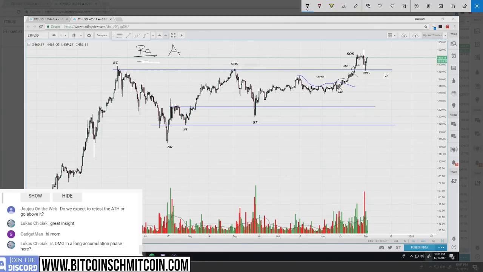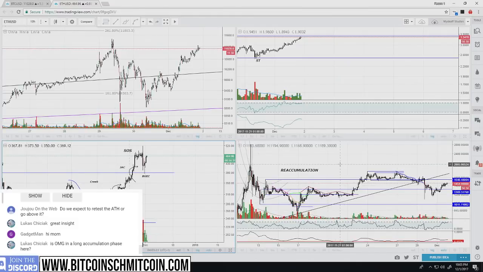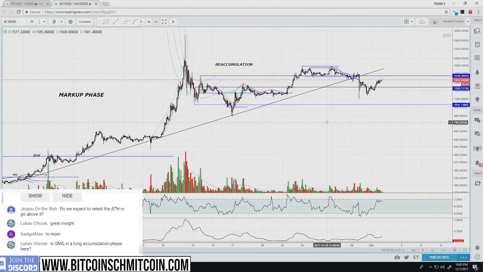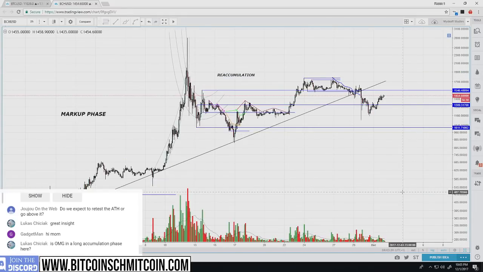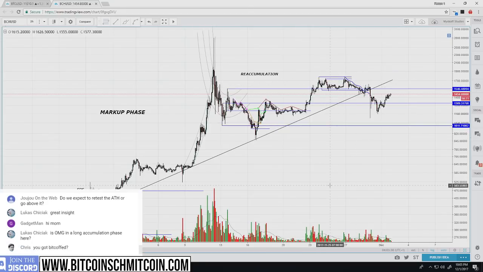So Ether is going to be another great play in the coming weeks and months. Ether is gonna be great. Okay, something else I'm watching, Bitcoin Cash. I've been talking about Bitcoin Cash a lot. I'm still on the fence right now on whether this is a giant reaccumulation phase or a failed reaccumulation phase right here.